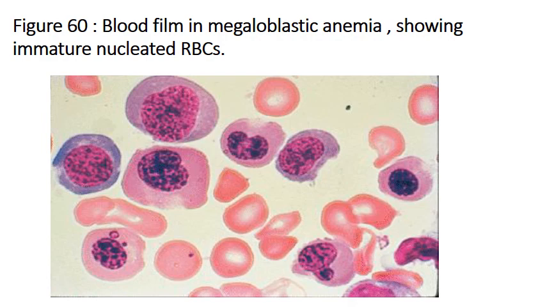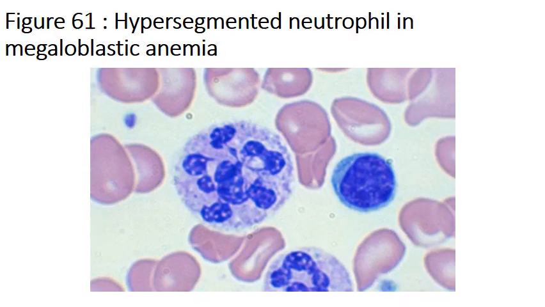In this blood film of megaloblastic anemia, we see immature nucleated red blood cells. This is an immature nucleated red blood cell, and this is a normal red blood cell, and those are the immature nucleated red blood cells. Here is a distinctive feature of megaloblastic anemia in the blood film: the hypersegmented neutrophil. It has about 5 to 6 lobules, which is more than normal-looking neutrophils. This hypersegmented neutrophil is seen in megaloblastic anemia.